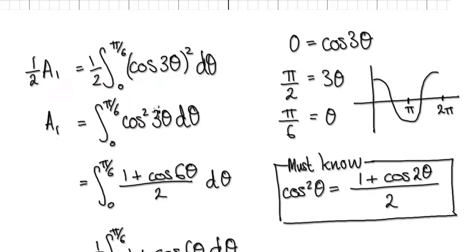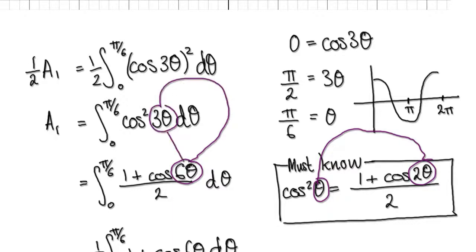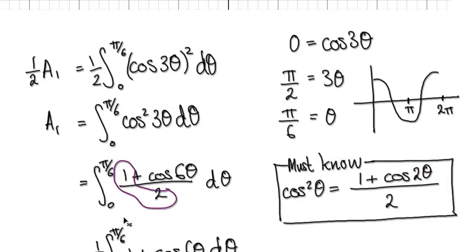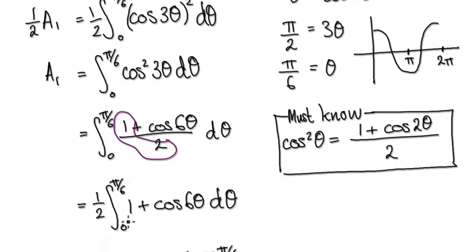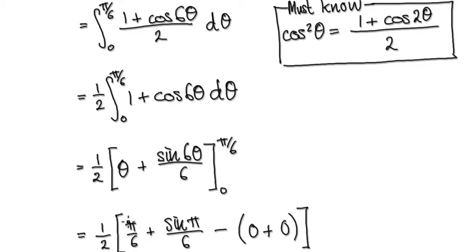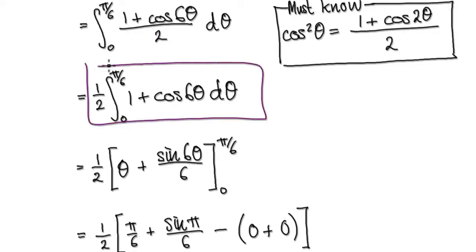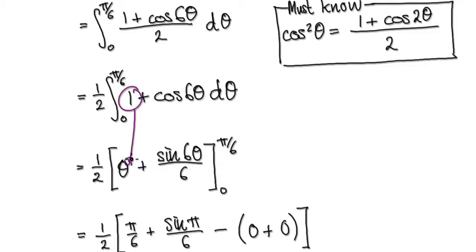To integrate cos squared, you've got to think of this. Remember, this angle here is always twice the angle here. So it's always twice the angle. So factor out the half. That will then give us this thing here. And now integrate this. That will be theta. Integrate this. That will then be this.